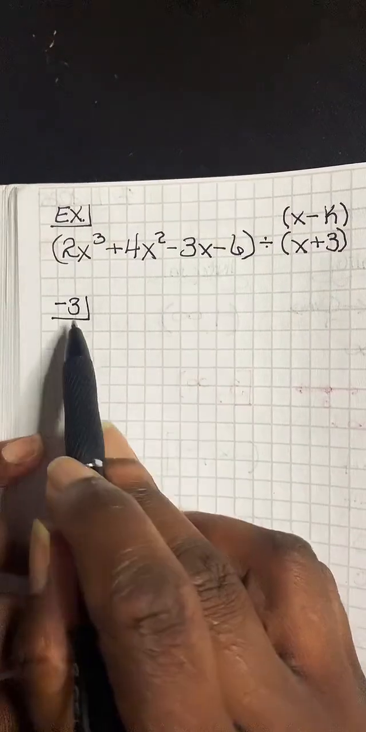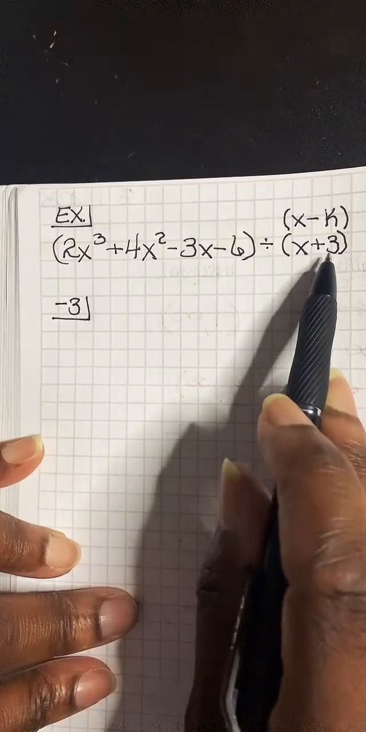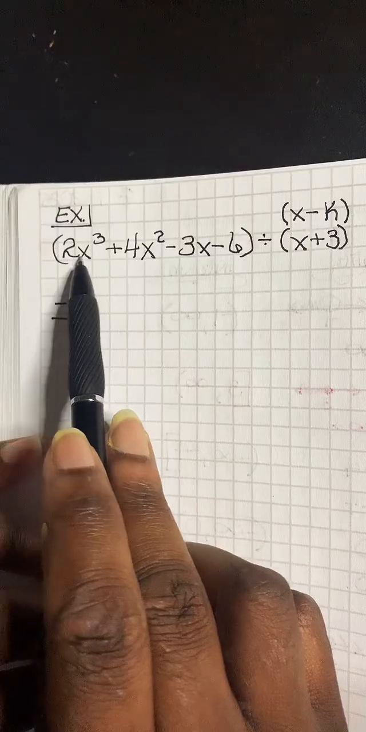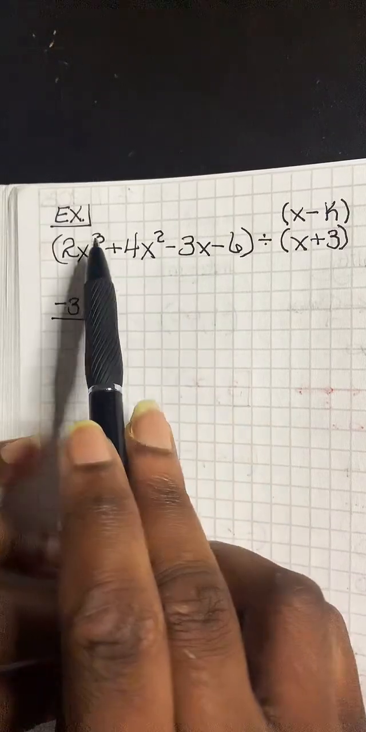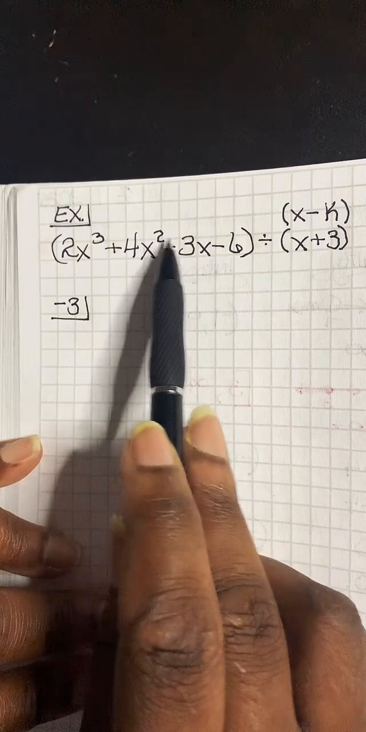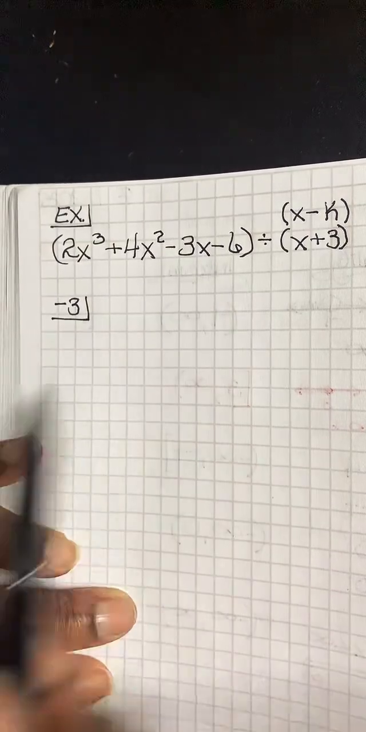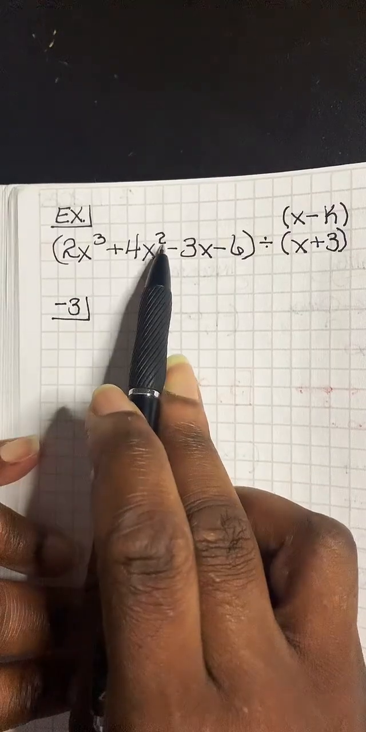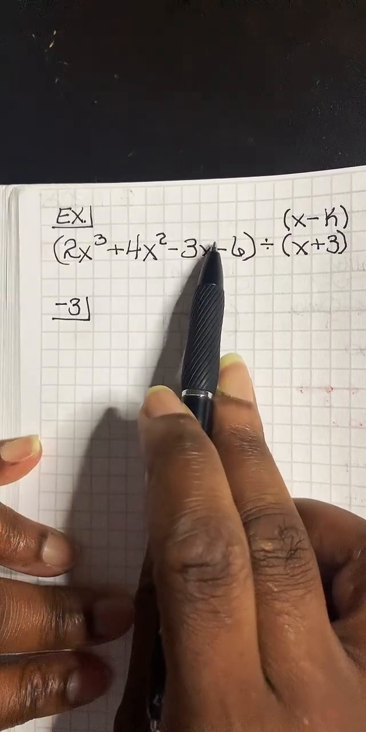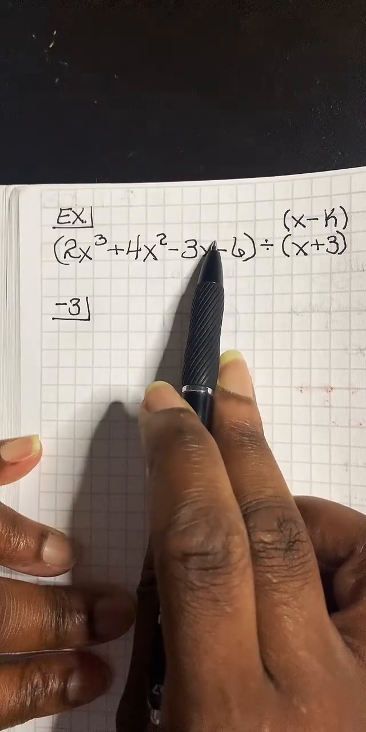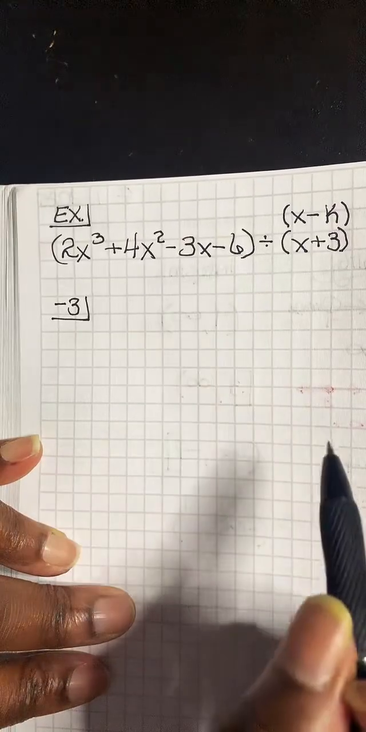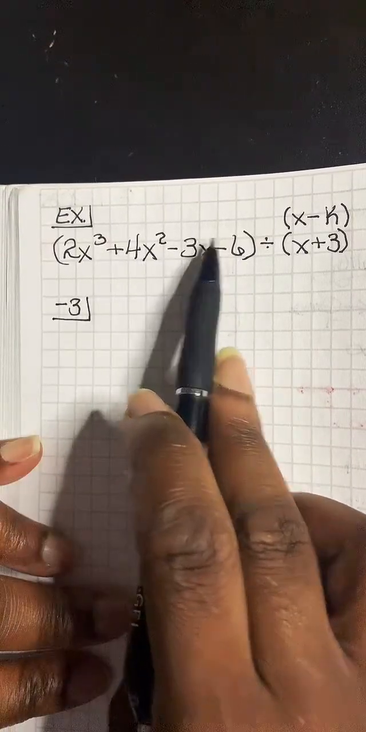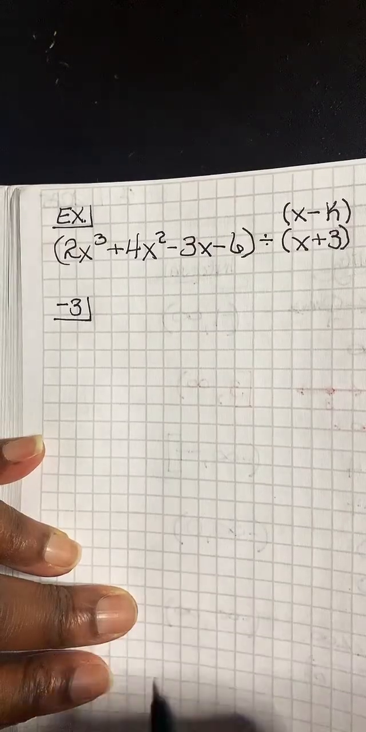Okay, that's going to be my k. Always do opposite what you see. Now, going to the dividend. We're always going to check our degrees to make sure all our degrees are being represented. So we have to the third, to the second, to the first. If we don't see anything, it's going to be to the first, and then your constant. So all my degrees are being represented. 3, 2, 1, constant. Perfect.